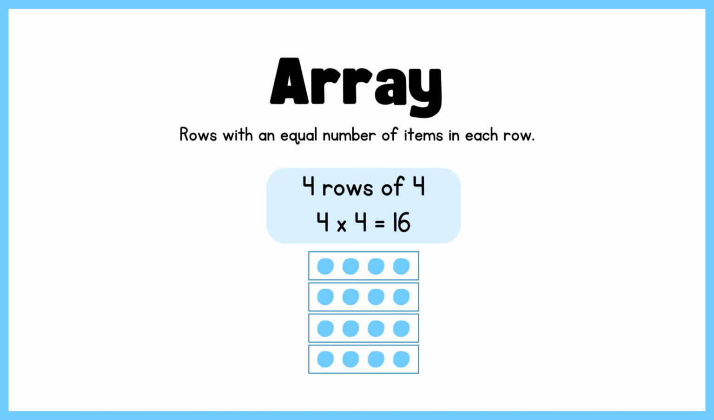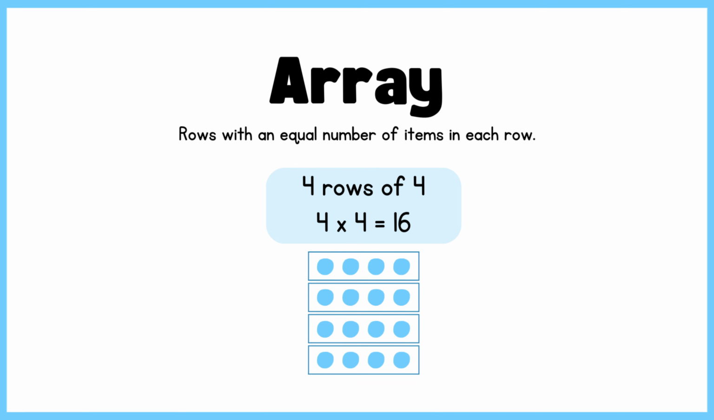The next strategy is arrays, rows with an equal number of items in each row. You can see here there are 4 dots in each row. You can see there are 16 dots in total. And you can see that the corresponding equation that matches this array is 4 times 4 equals 16, or 4 rows of 4 equals 16.